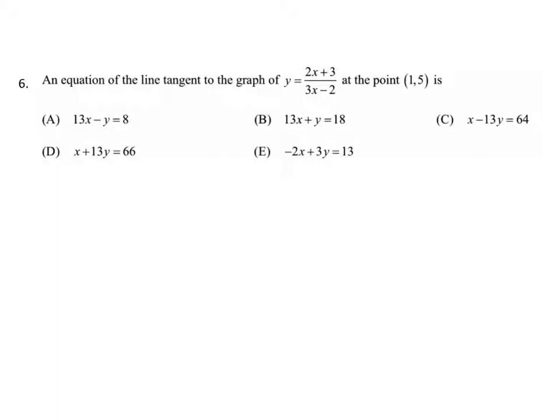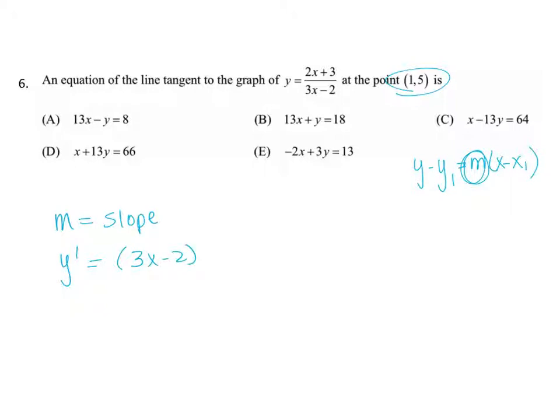Okay, now we have the equation of a tangent line, and a quick review here. That's going to be y minus y1 equals m times x minus x1. Now we already have our x1 and y1 given to us. We need to find our slope m. So to find m, which is our slope, we need to do the derivative and substitute in our x value. So y prime, we're going to have the bottom times the derivative of the top minus the top times the derivative of the bottom all over the bottom squared.